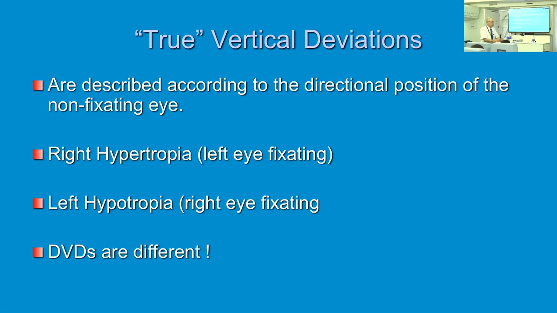You understand? So this is just a description. So DVDs are different. DVDs, what's happening, a simple way to look at it is what's happening in the one eye is not really related. It is related, but it's not really related to the other eye. In other words, if I have a right hypertropia and I cover my left eye and the right eye comes down, you may not see any movement in the left eye, either up or down. Sometimes you'll see it also come down, then it's a true double dissociated vertical deviation. But the point is, you're not going to get a corresponding hypotropia in the opposite eye that has the hypertropia.